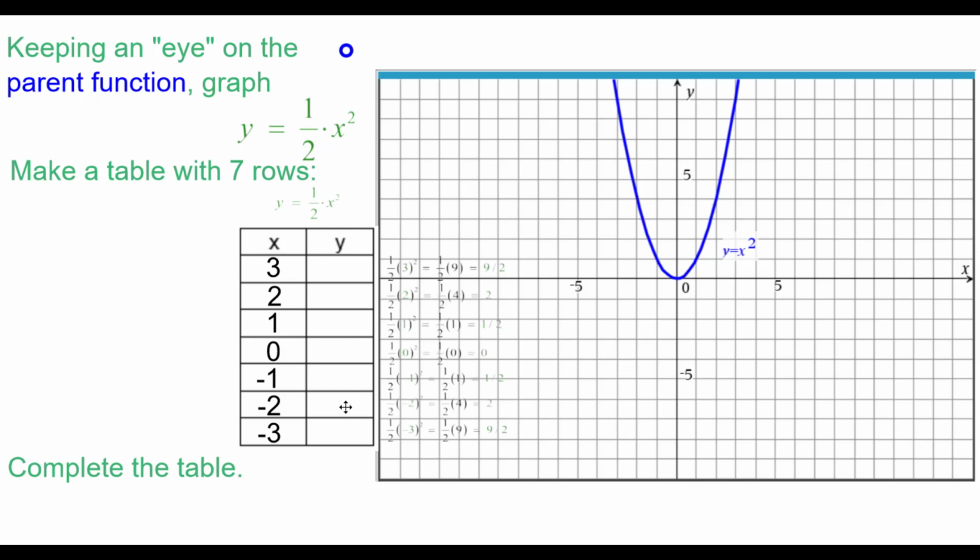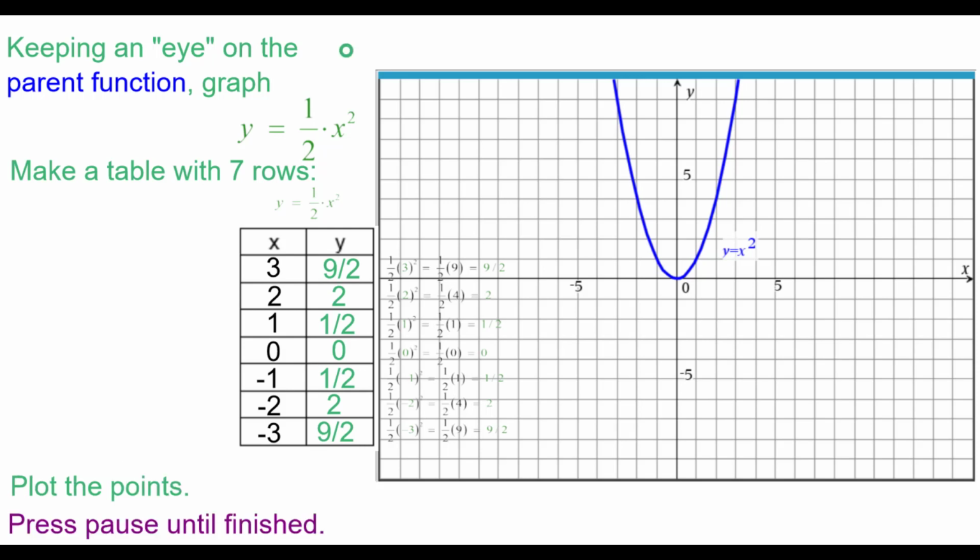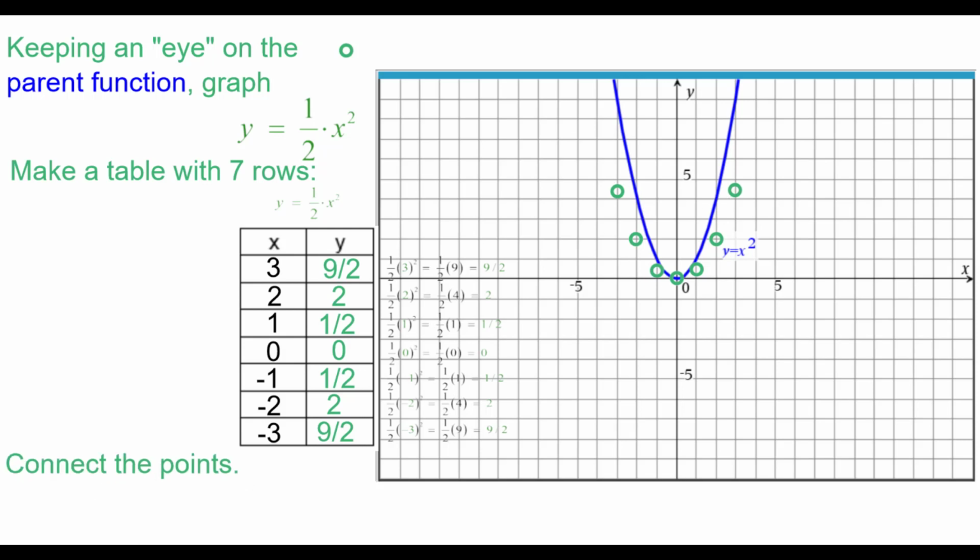Again, this is how the values were calculated here. Press pause if you need to read those more carefully. And here are those values in the table, using fractions instead of decimals. Go ahead and plot these points. Pause until you're finished. Plotting those 7 points, we get a curve like this. Connect the points. Press pause until you're finished.